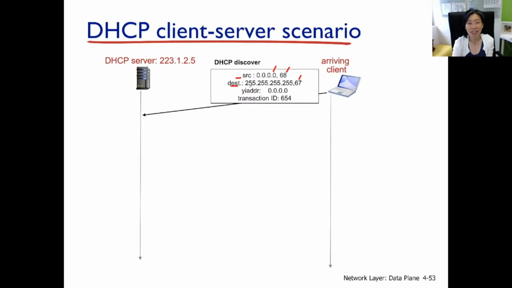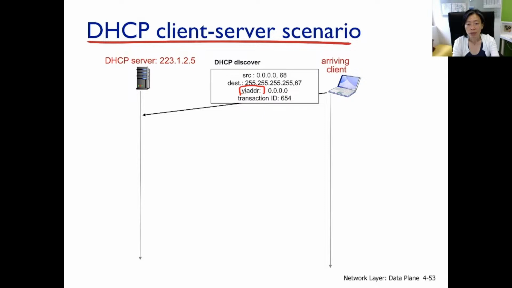But the client doesn't know if there is a DHCP server in the first place, not to mention the exact IP address. So we're sending it to the broadcast IP address. A message carrying such an IP address is going to be received by all hosts on the subnet. Therefore, the DHCP server, being one of the hosts on the subnet, will definitely receive the discover message.